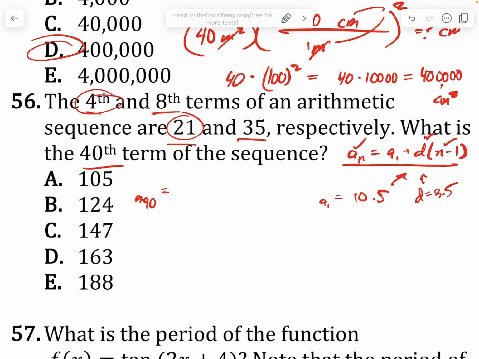A40 is equal to A1, 10.5, plus D, 3.5, times 39. And this is going to be equal to, just plug it all into the calculator, 10.5 plus 3.5 times 39, 147.